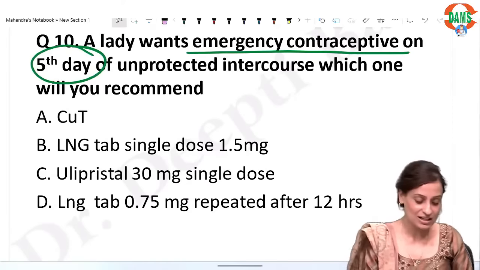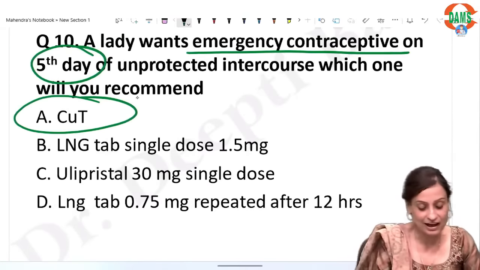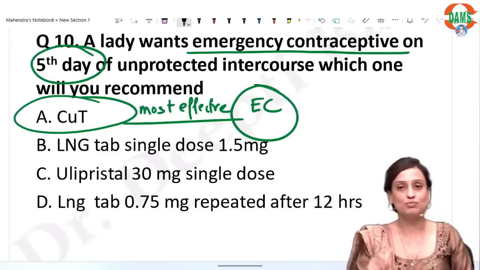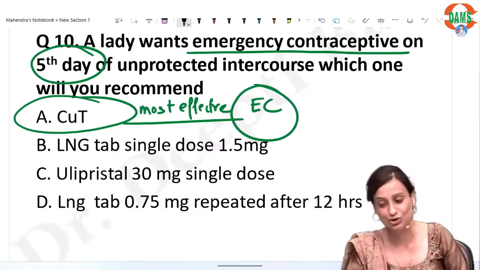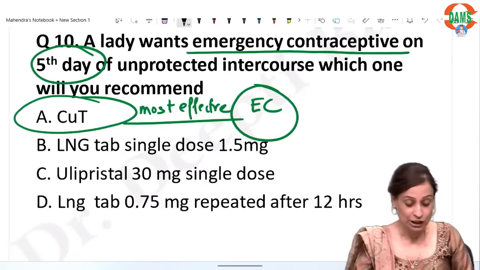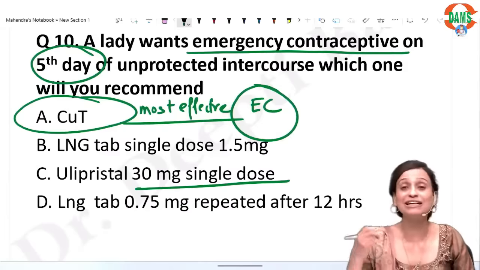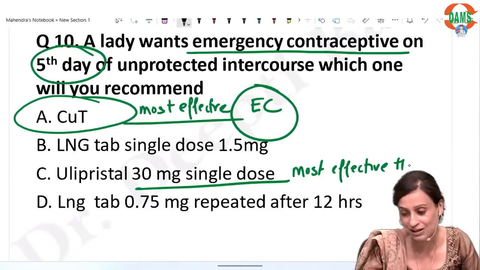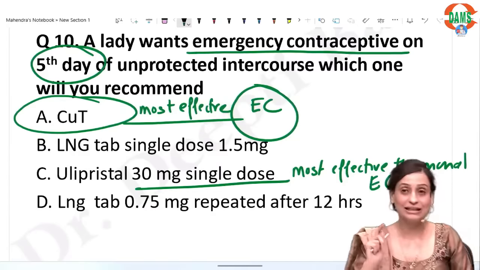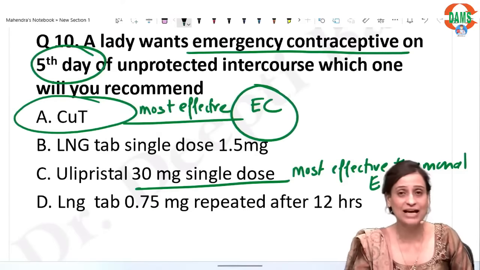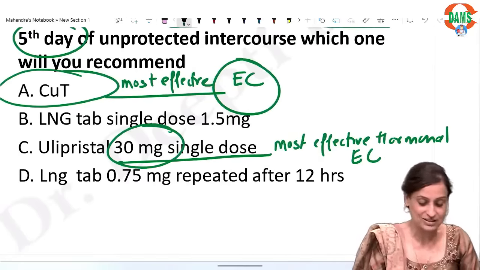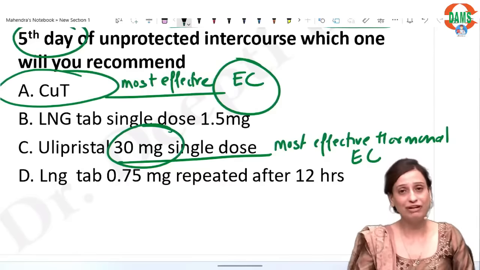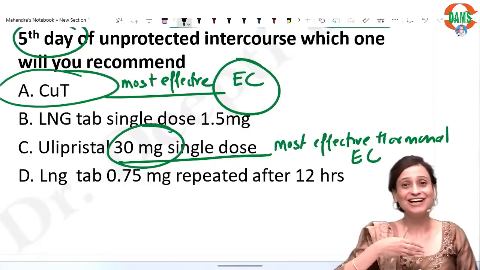Yes, so perfect. The answer is going to be A, copper T. Why? Because this is the most effective emergency contraceptive, especially when you talk about the fifth day post intercourse, right? So it is the most effective method. Ulipristal is also effective, but less effective than copper T. It is actually the most effective hormonal EC. Please remember, the INICET exams are fond of asking the doses and the schedules. So if it is ulipristal, it is 30 milligrams single dose. It can be given up to 5 days, but the more effective one is copper T. It also gives continued contraception.